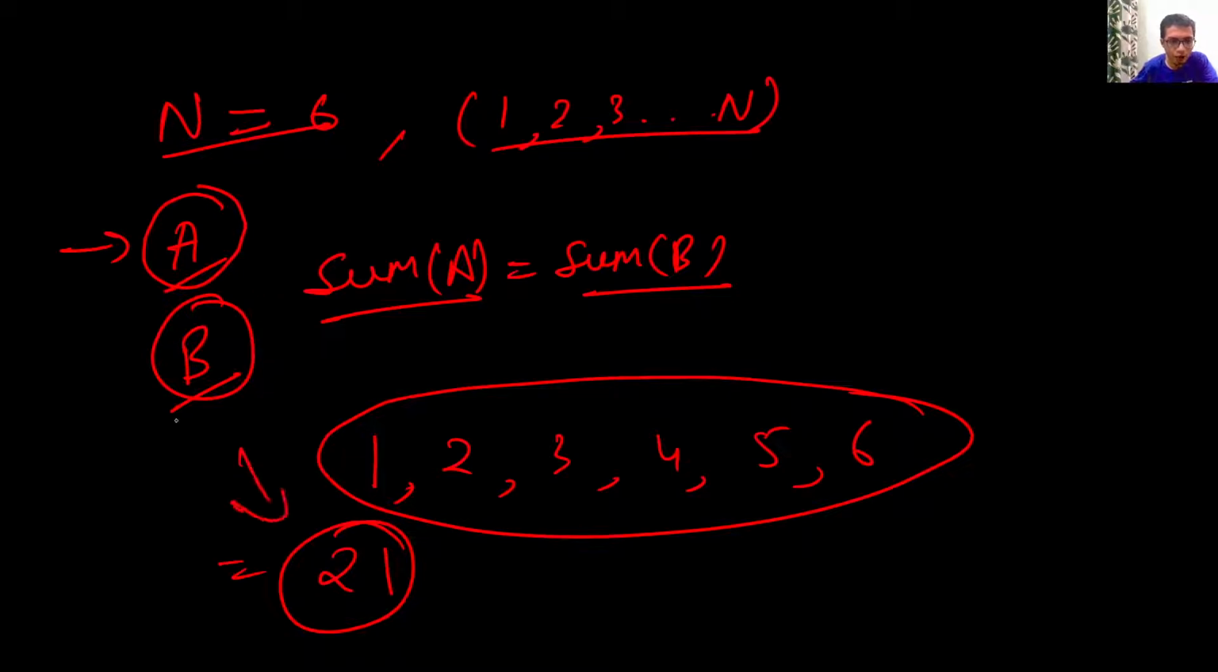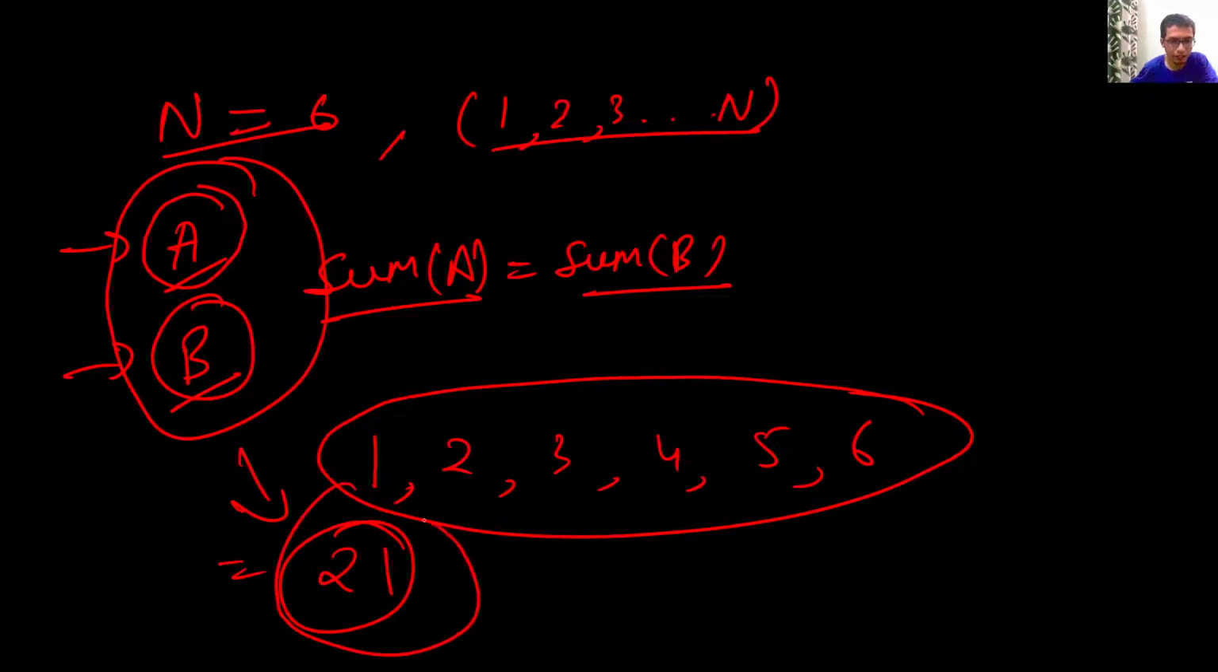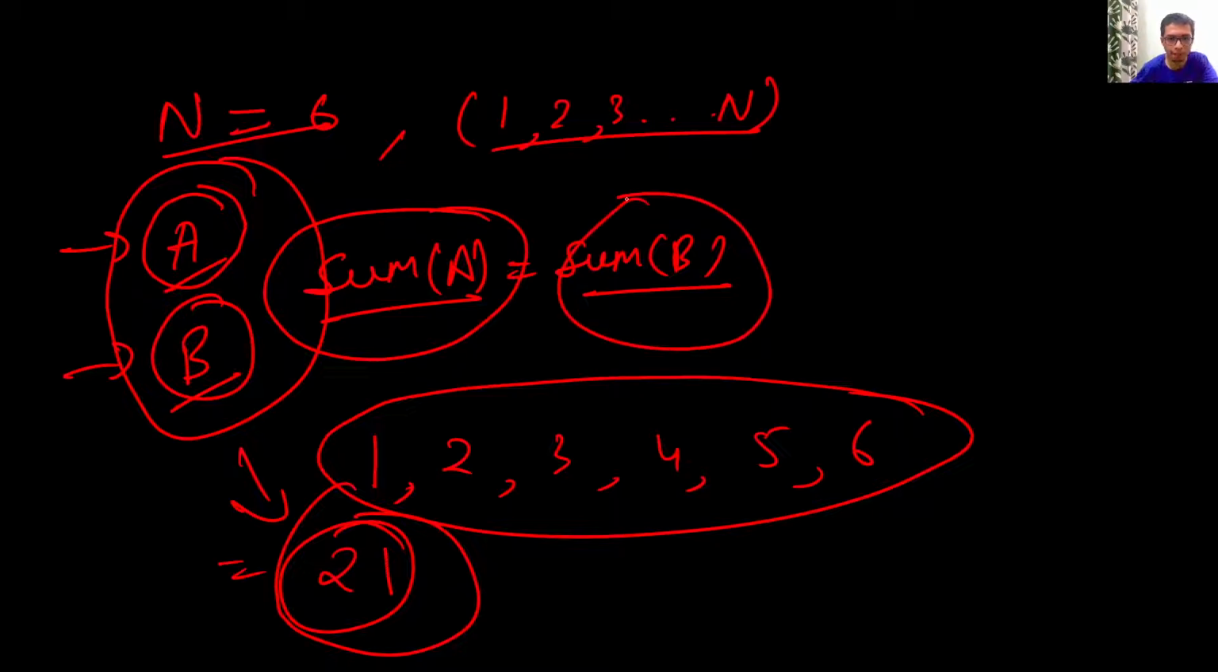If I find the sum of all these elements, it would be 21, right? So the sum of all these 6 elements is 21, and also the sum of A is equal to the sum of B. So tell me, is it possible to break this total sum into two equal halves? The answer is no. We cannot divide an odd sum into two equal halves, right?